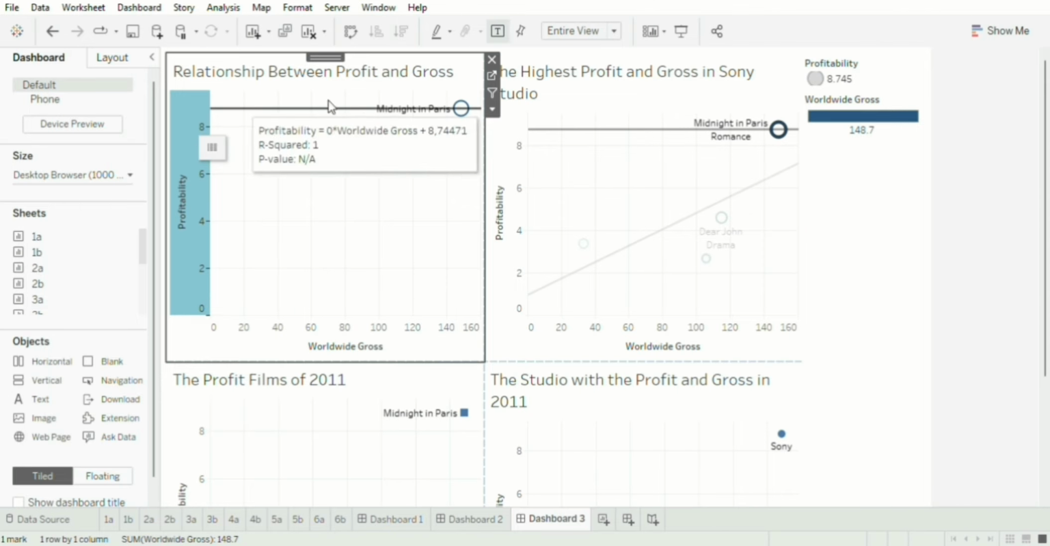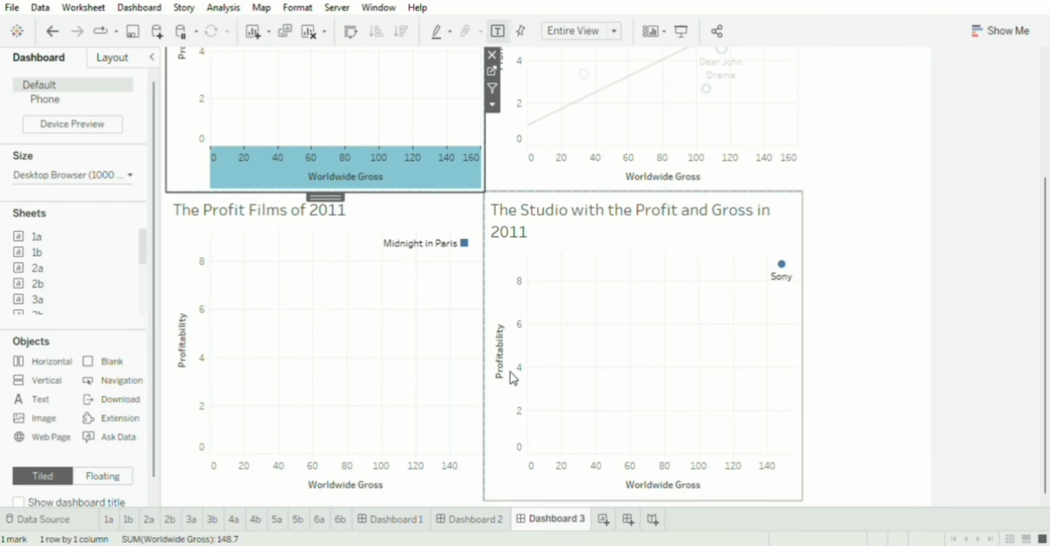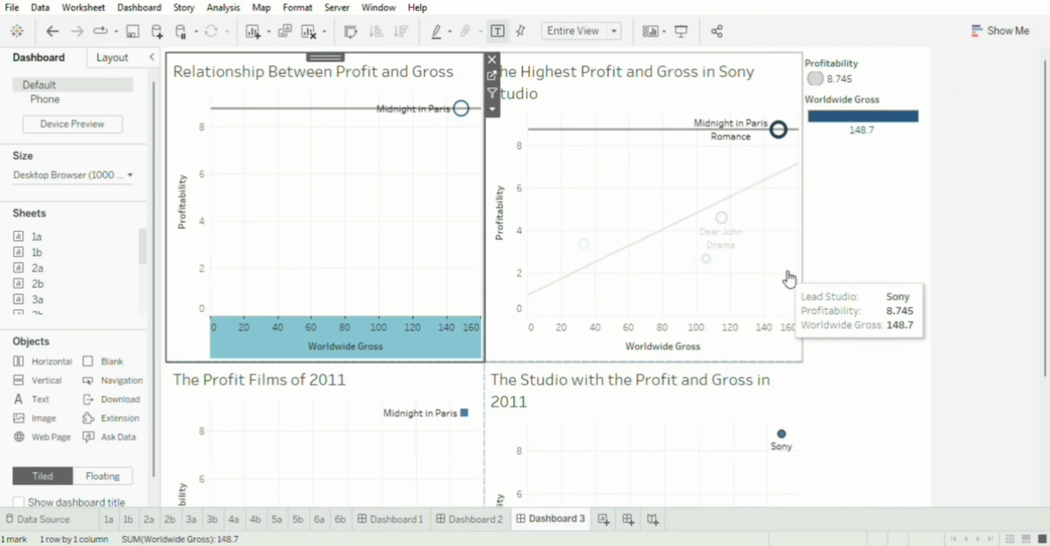Okay, here you can see that Midnight in Paris has high profit and high worldwide growth. Also, in the profit film of 2011, Midnight in Paris also has high profit and worldwide growth, and the lead studio of Midnight in Paris is Sony. They're also in a good place here.